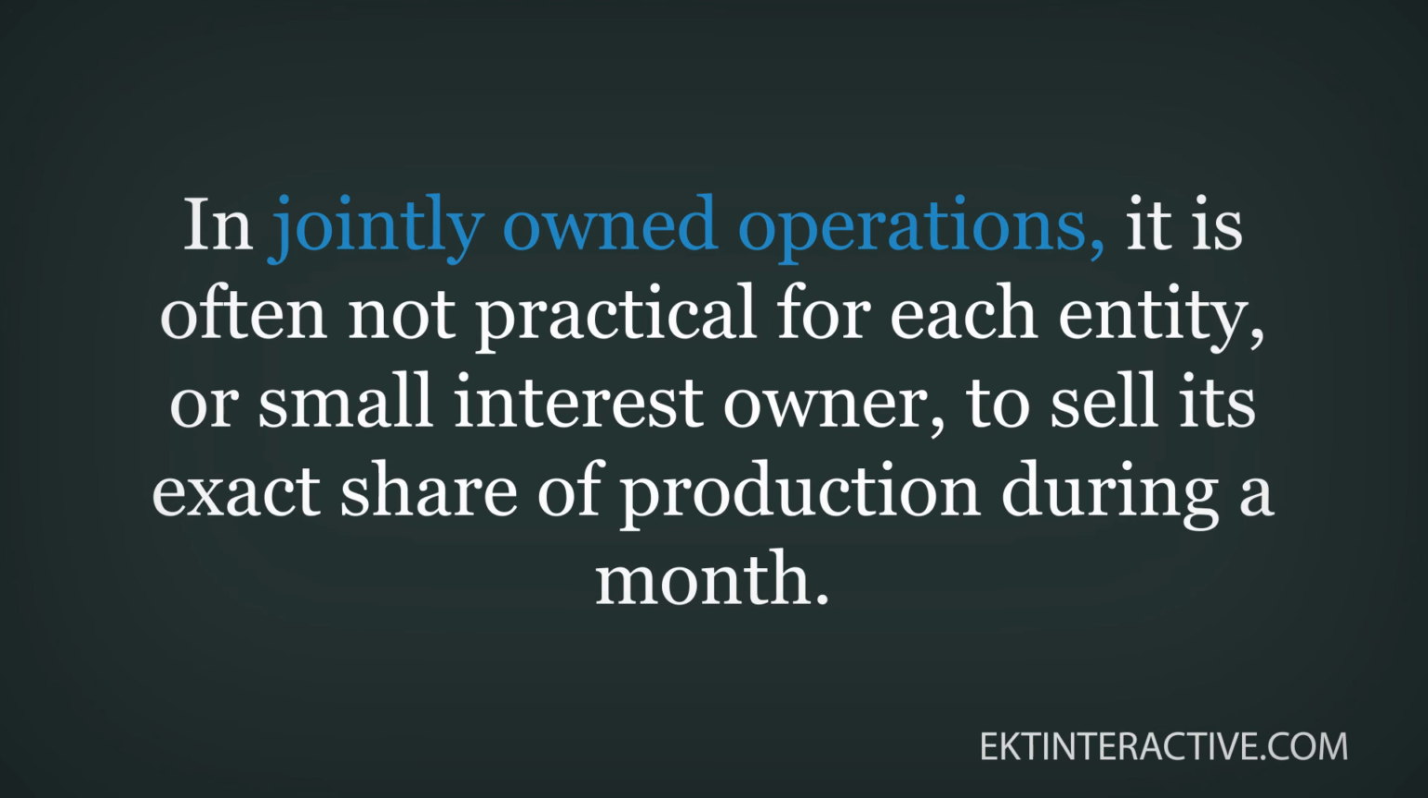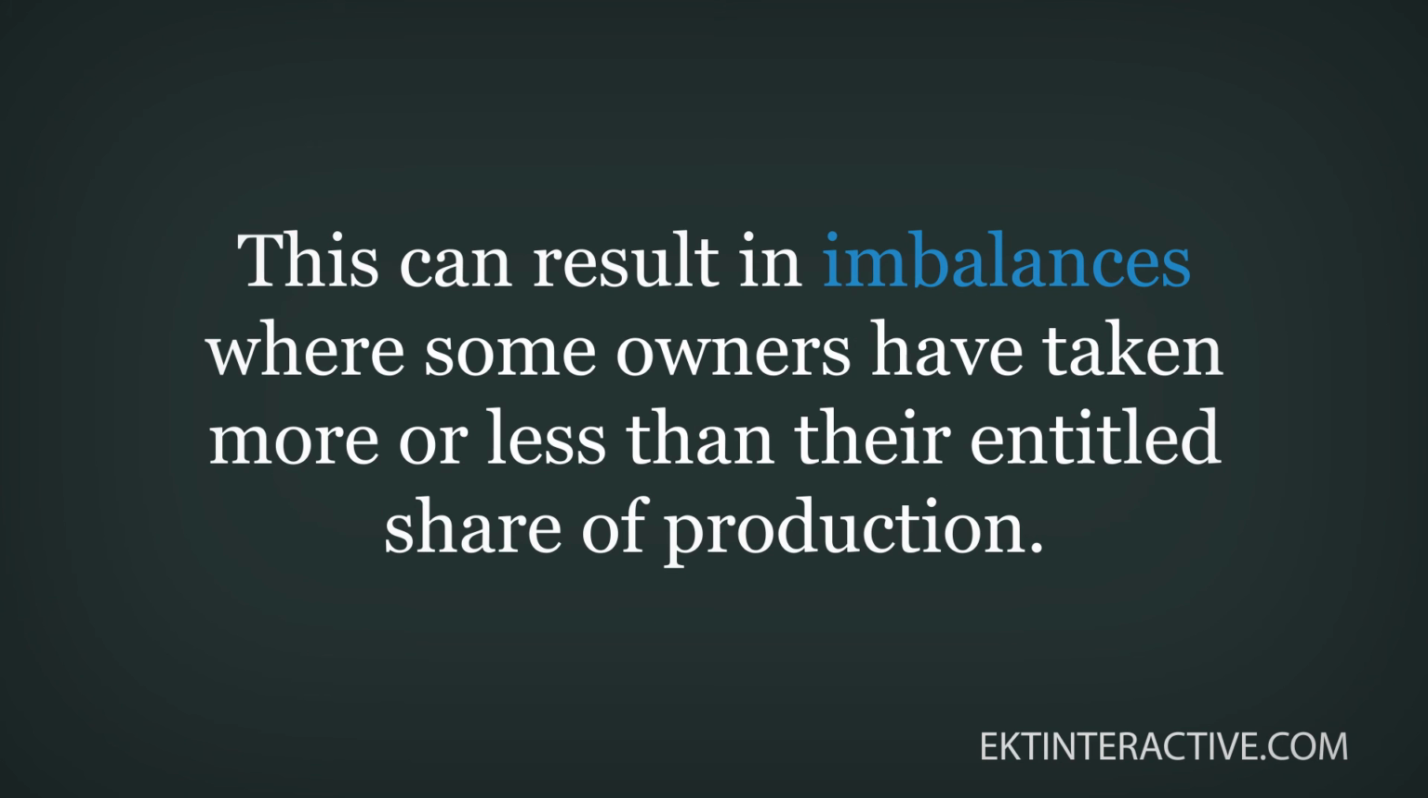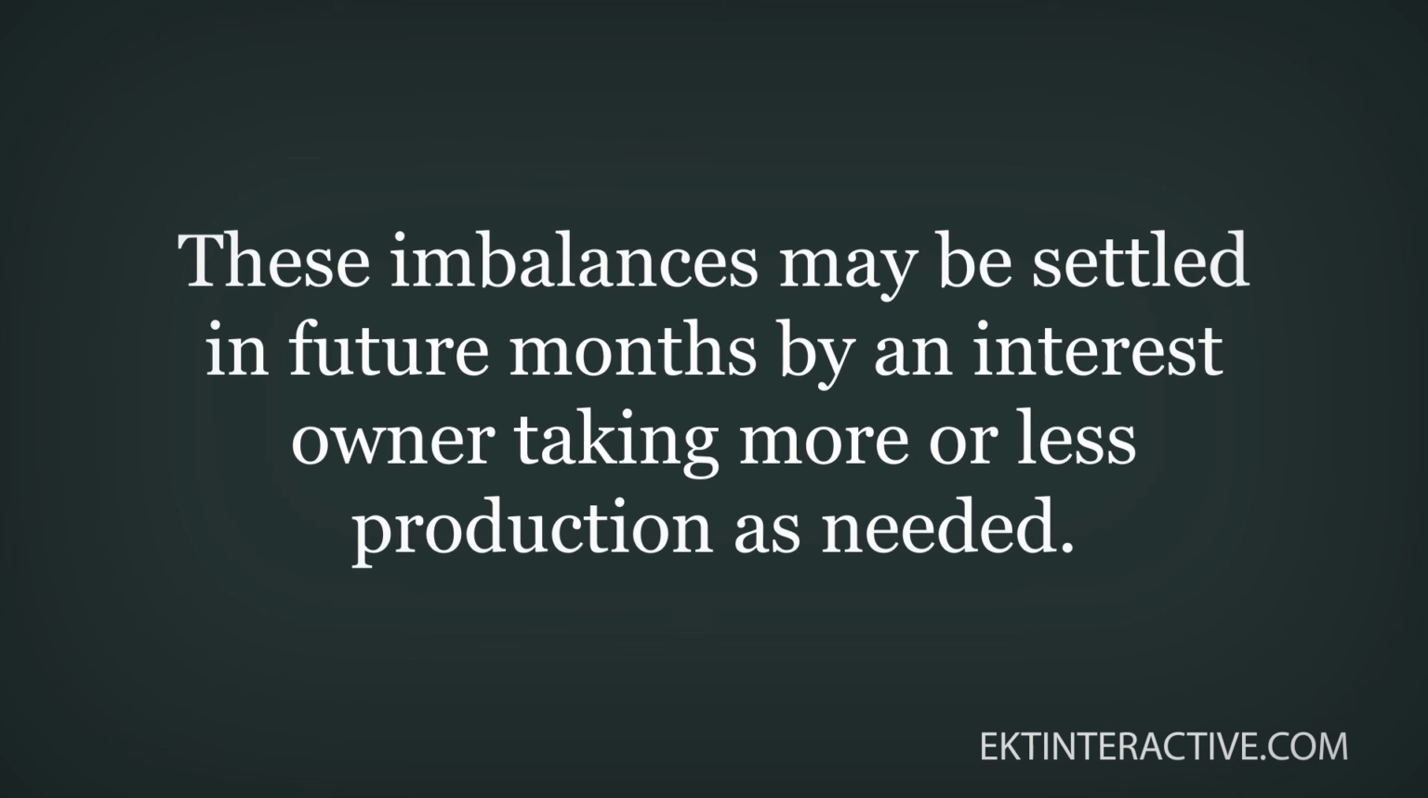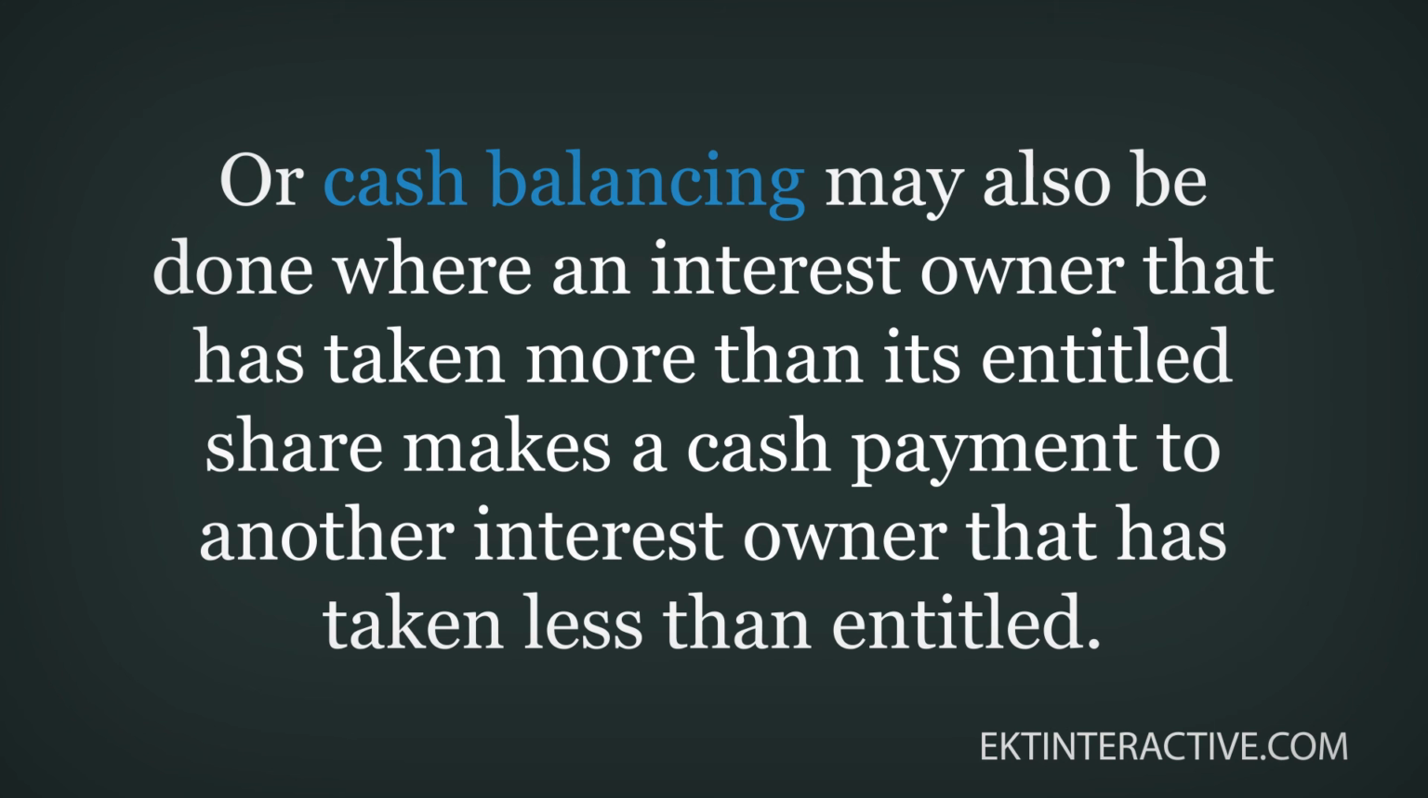In jointly owned operations, it is often not practical for each entity or small interest owner to sell its exact share of production during a month. This can result in imbalances where some owners have taken more or less than their entitled share of production. These imbalances may be settled in future months by an interest owner taking more or less production as needed. Or, cash balancing may also be done where an interest owner that has taken more than its entitled share makes a cash payment to another interest owner that has taken less than they were entitled.